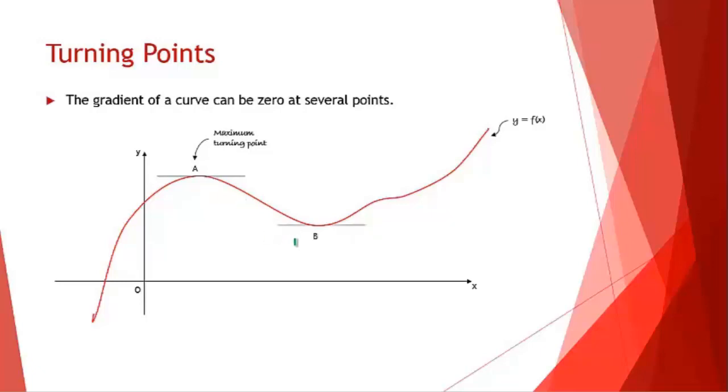In the neighborhood of B, the gradient changes from negative through 0 at B to positive. So B is called the minimum turning point. The y coordinate of B is called the minimum value of y, or the minimum value of f of x. Also note that the gradient at the maximum or minimum turning points must be 0.